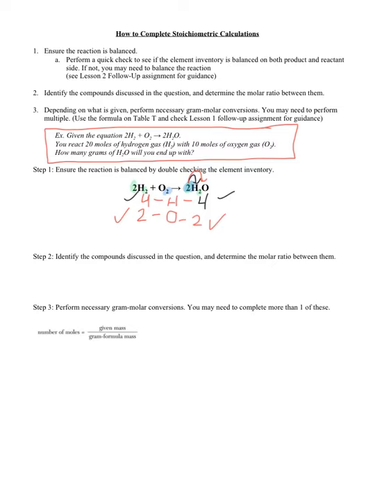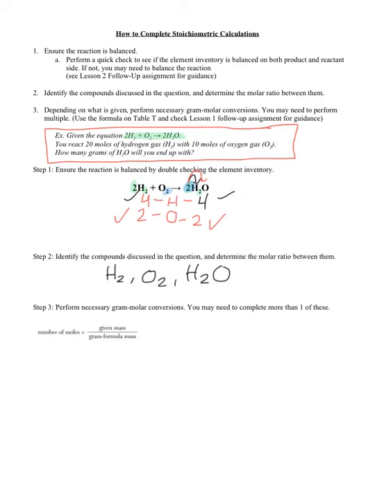Now I can go to step number 2. So I'm going to identify the compounds discussed. They are talking about hydrogen gas, which is H2. I'll write that down. They are talking about oxygen gas, O2, and they are saying that it creates H2O. So that is our product. Now what we're going to do is look at our reaction, and I will highlight our reaction on top.